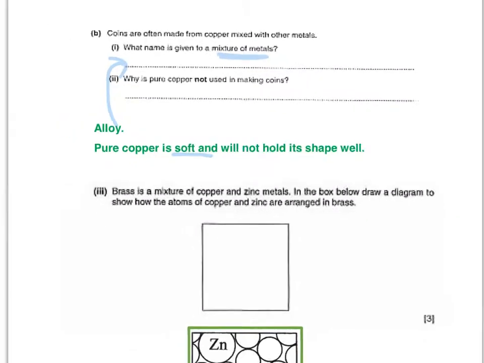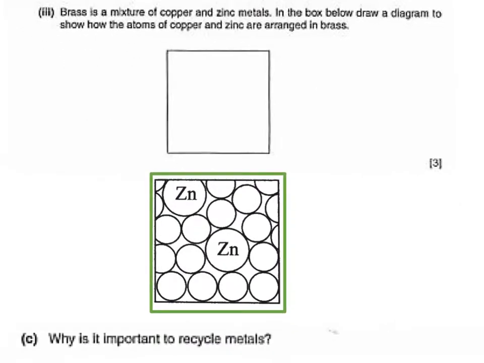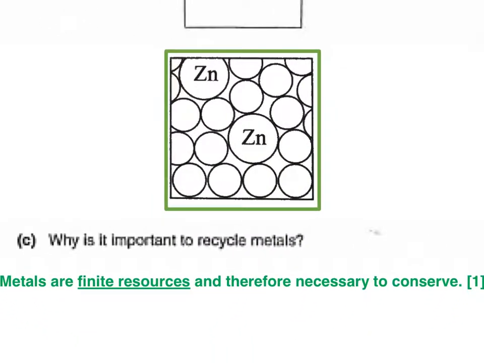Next part, they actually ask you to draw an alloy. So remember, there are 3 marking points here. Number 1, I'm looking at different sizes of atoms, and you must fill at least 3/4 of the box. And it will be better if you can show the disorder, that the layers of atoms are no longer in a regular arrangement. Last part, why is it important to recycle metals? Keyword, they are finite resources, limited. Therefore it is necessary to conserve them.